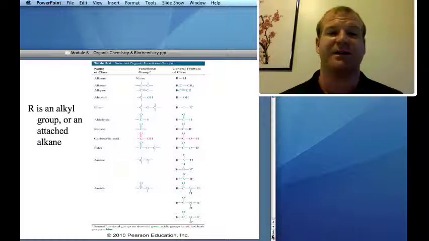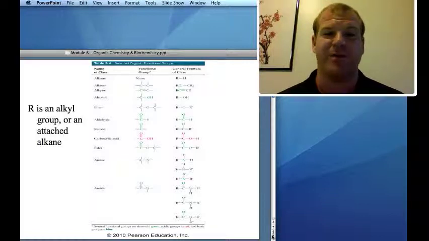Now, let me talk about the different types of molecules, and we're going to go through them. And when you see this R on the chart, R means an alkyl group, or that's an alkane. That's a hydrocarbon with single bonds. So we talked about the first three. Alcohol has an OH, and ether has two alkanes with an oxygen in the middle.